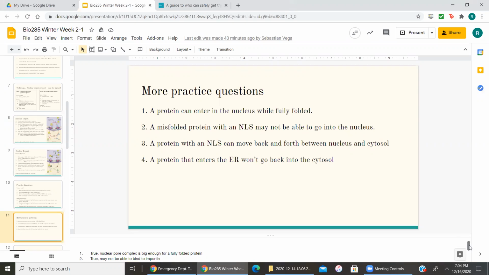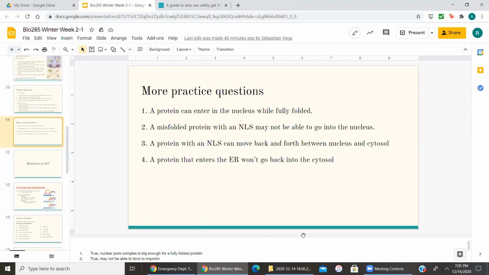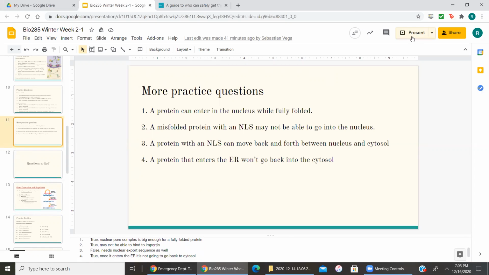And then number 3: a protein with an NLS can move back and forth between nucleus and cytosol. I think it needs the exit sequence or signal. Yep, exactly. You need that NES also if you need to go back and forth. Just double check. Yep, okay. And then number 4: a protein that enters the ER won't go back into the cytosol. I think so, because I don't remember a sequence that would make it go backwards. Yeah, once you're in the ER, you usually don't leave unless you're going through the endomembrane system or outside of the cell. Okay, good job.